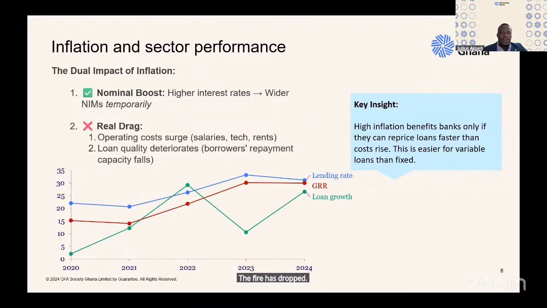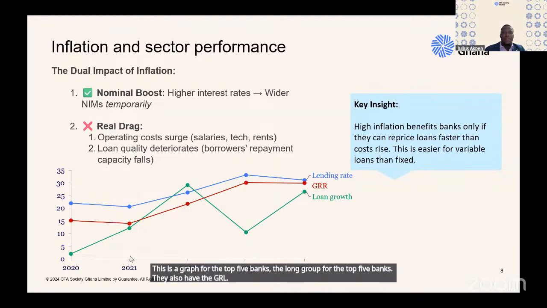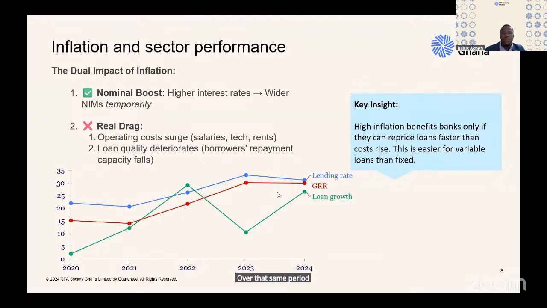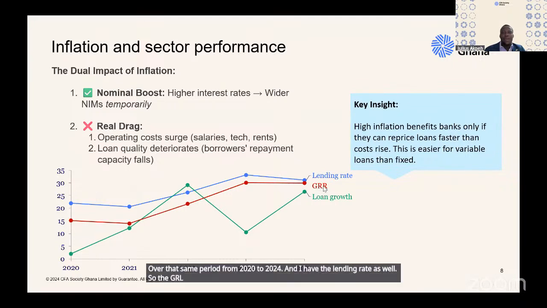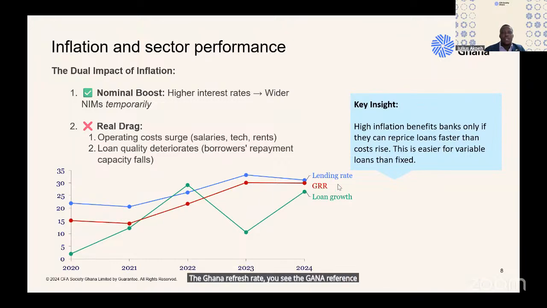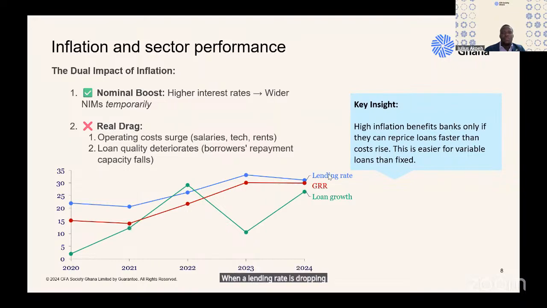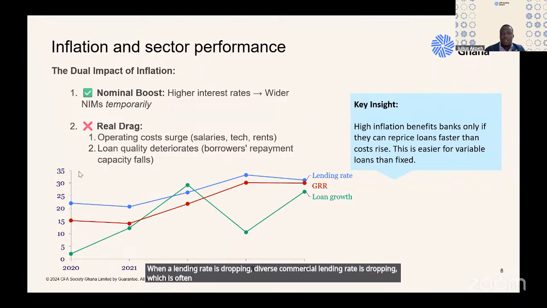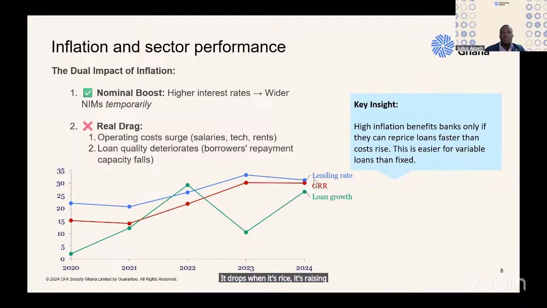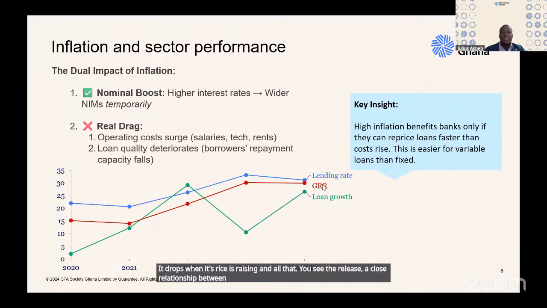Now, if you look at the graph below, this is a graph of the loan growth for the top 5 banks. I also have the GRR over the same period, from 2020 to 2024, and I have the lending rate as well. The GRR is the Ghana reference rate, and it has a close relation with the lending rate. When the average commercial bank lending rate is dropping, the GRR drops, and when it rises, the other rises too. You see a very close relationship between the lending rate and the GRR.